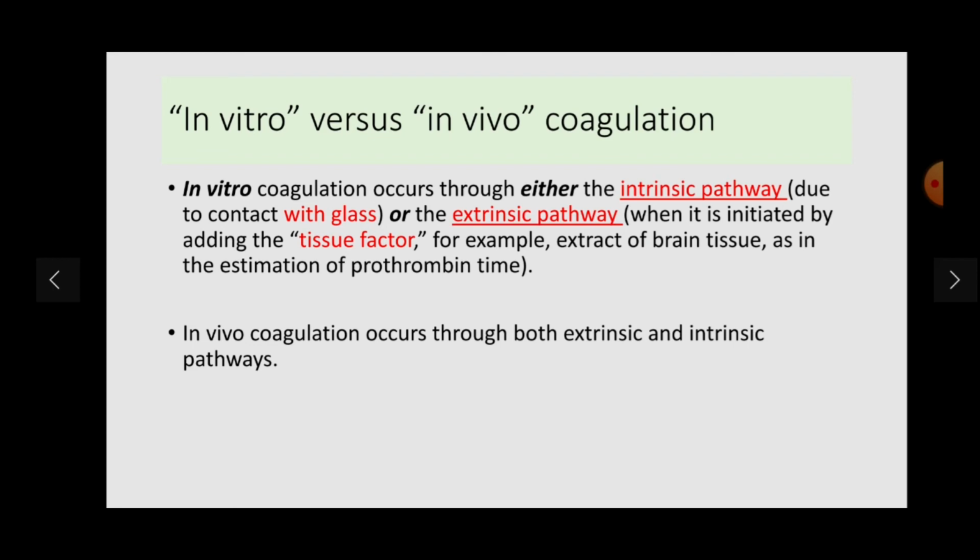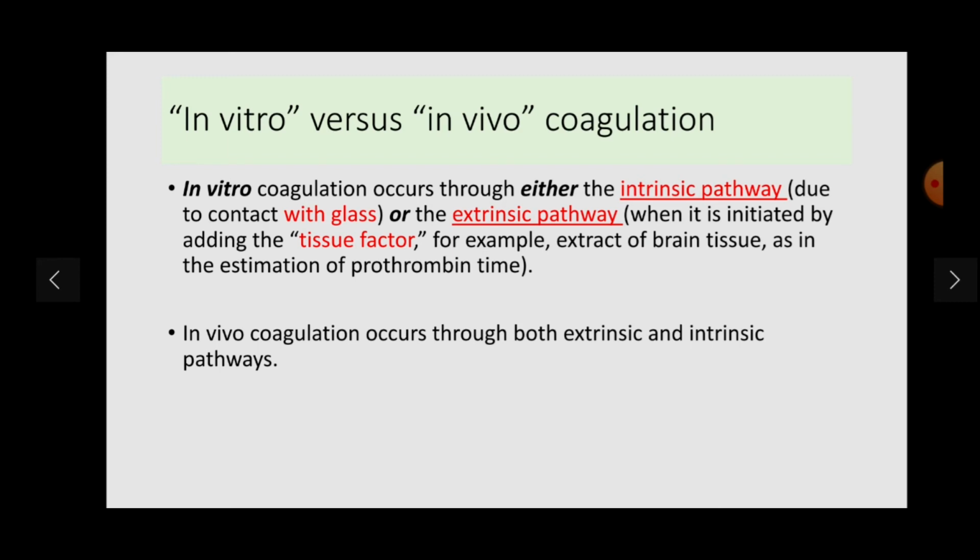Now it is essential to understand in vitro versus in vivo coagulation. In vitro coagulation, or coagulation in the laboratory, occurs through the intrinsic pathway because of the contact with the glass. So in the laboratory, when you perform the practical of coagulation time, because of the contact of the blood with the glass or the wettable surface, it activates factor 12. So in vitro coagulation mainly occurs by the intrinsic pathway.